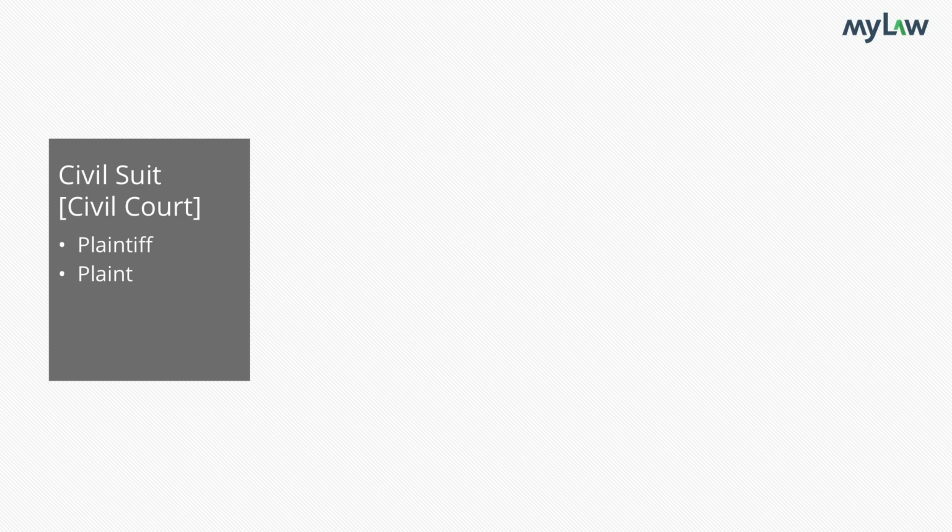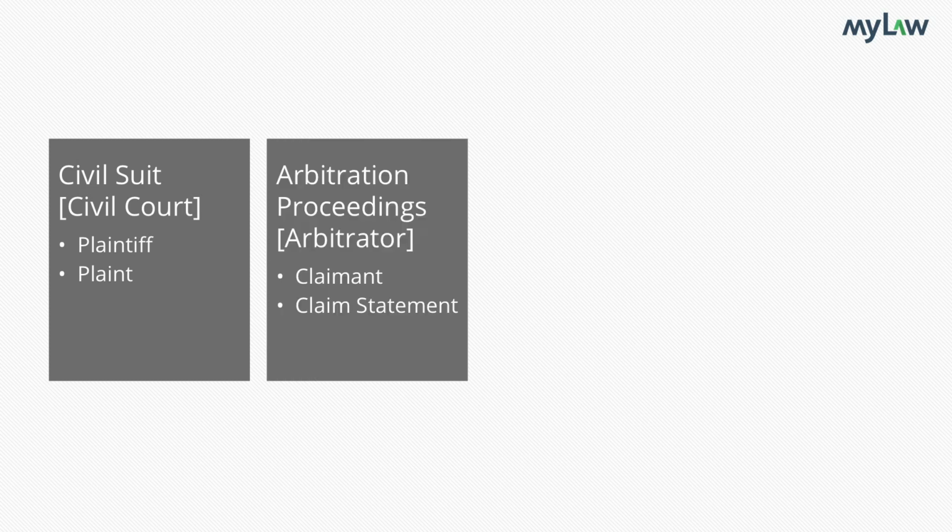These terms differ when applied to different proceedings. For instance, in a civil court, the term plaint is used to describe the document filed by the plaintiff in a suit. But in an arbitration before an arbitral tribunal, the same document is called a claim statement and the party is called a claimant.